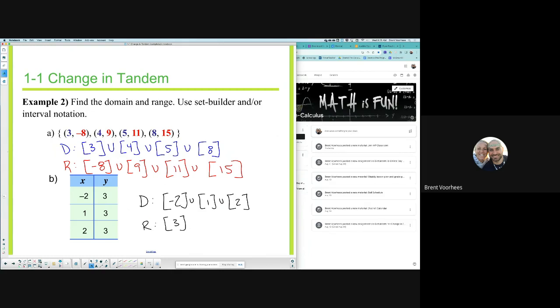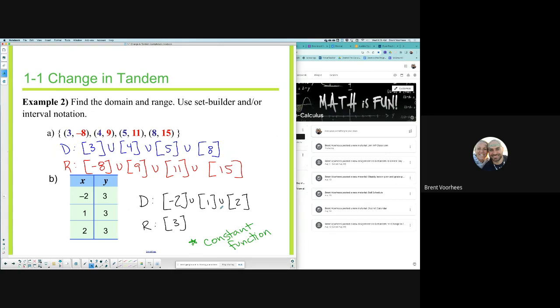This would be called a constant function. Constant function just means you're getting the same constant output no matter what. What's the output every time? 3. It doesn't matter what goes in, what comes out is a 3. We call that a constant function. If you want to add that to the vocabulary, might do a little star. That means it's not necessarily about this problem. It's just that this is a constant function. That just means that your output is constant no matter what your input is.